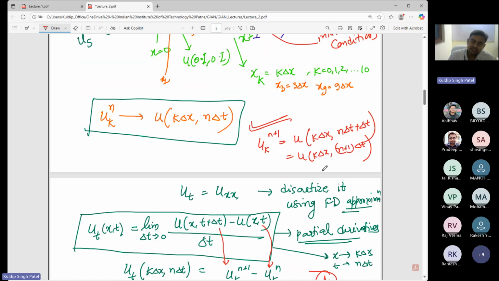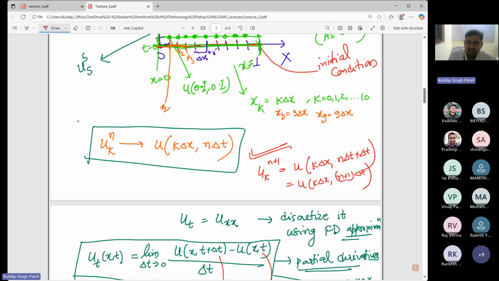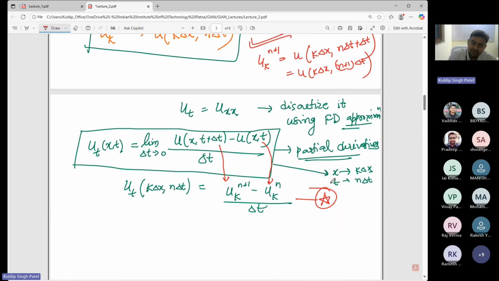So how do we do it? We proceeded with this notation: we take u_k^n equals u(k delta x, n delta t). So u_t at (k delta x, n delta t), that means the differentiation with respect to t, can be written by this. And it is not equal, it is an approximation, because some more terms will come.